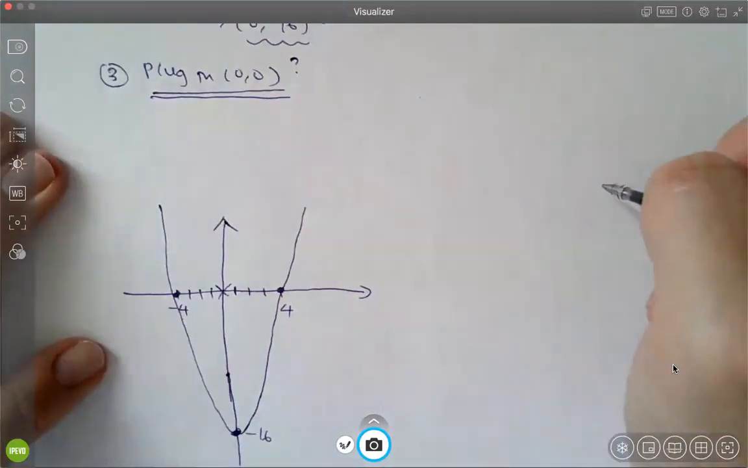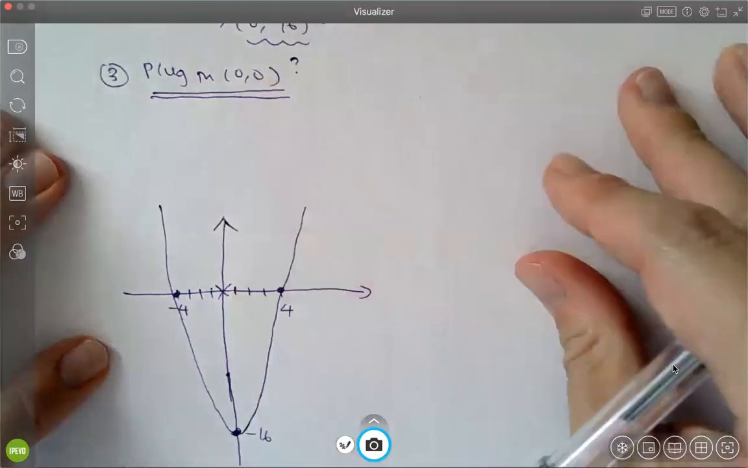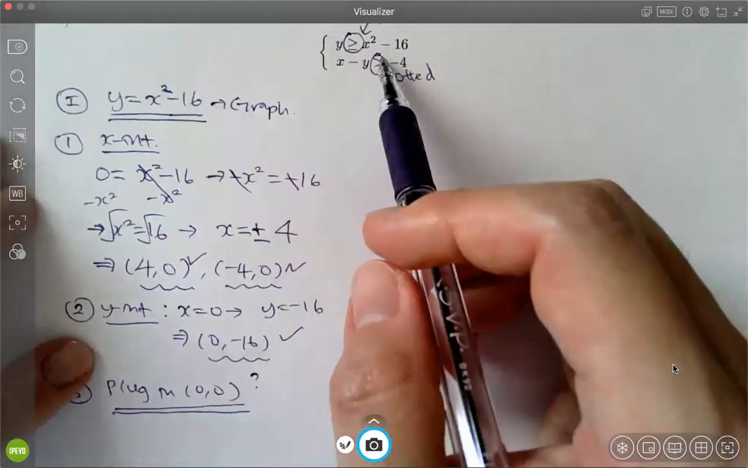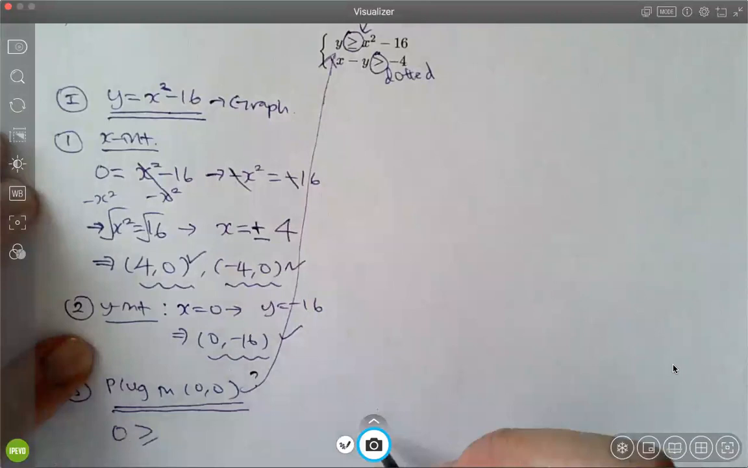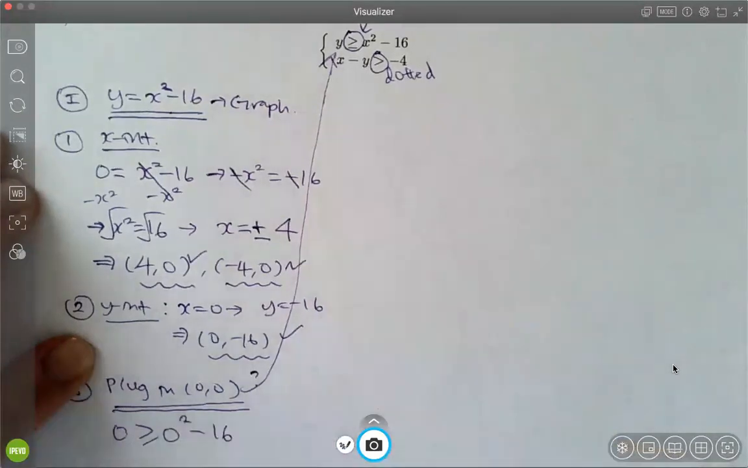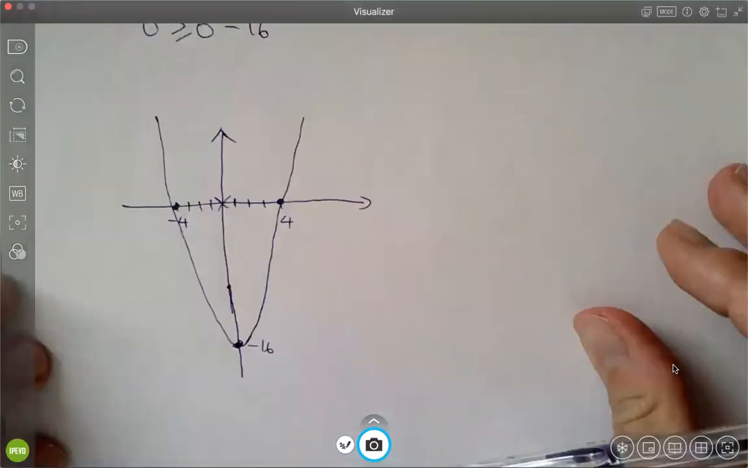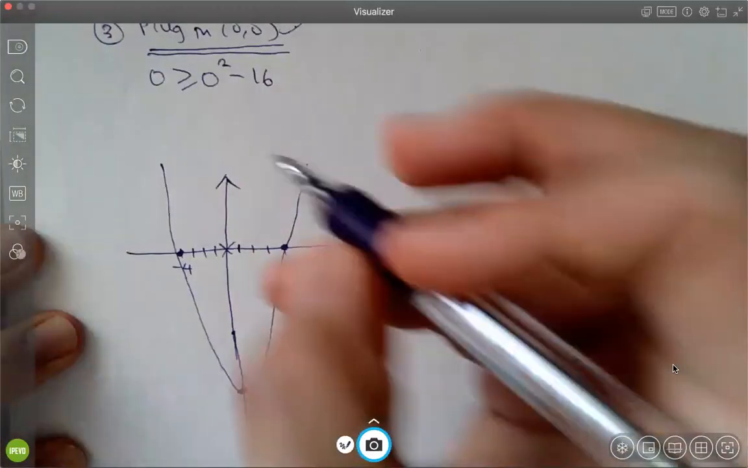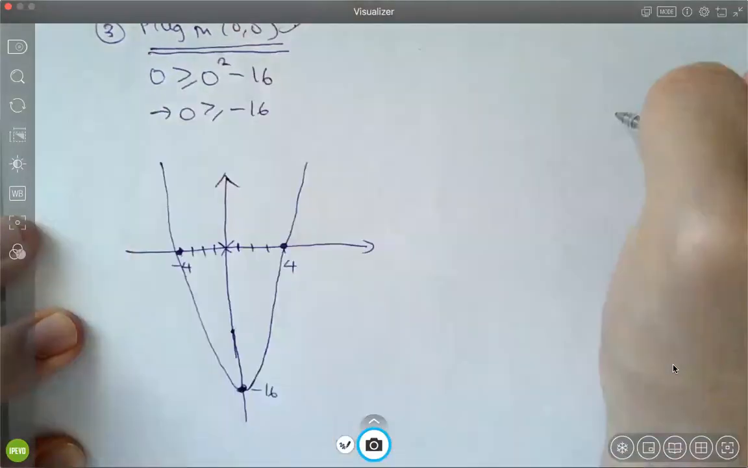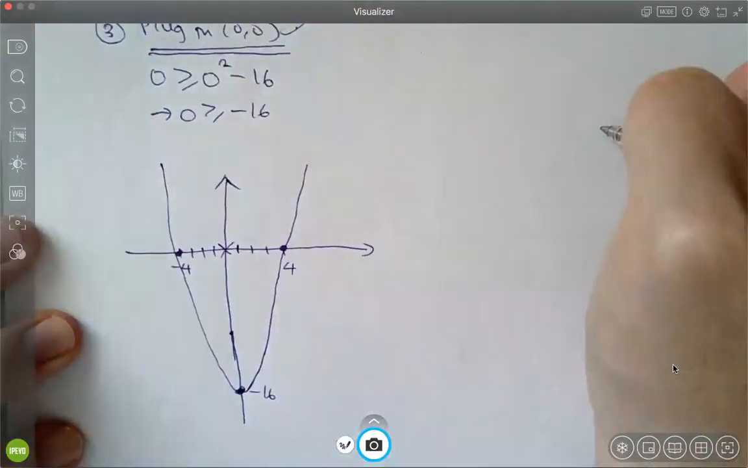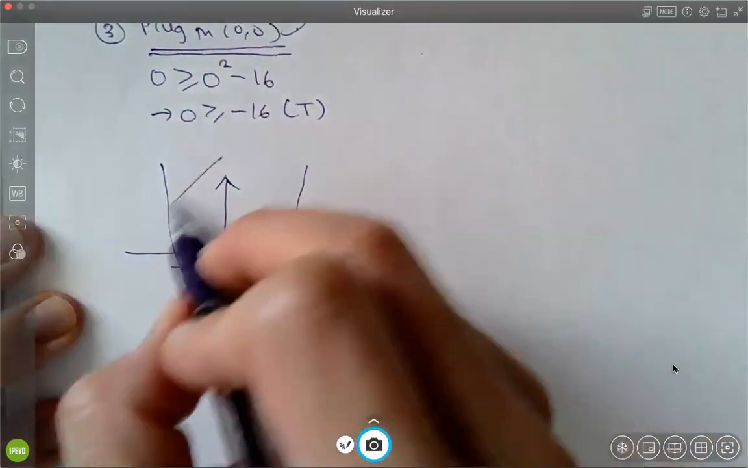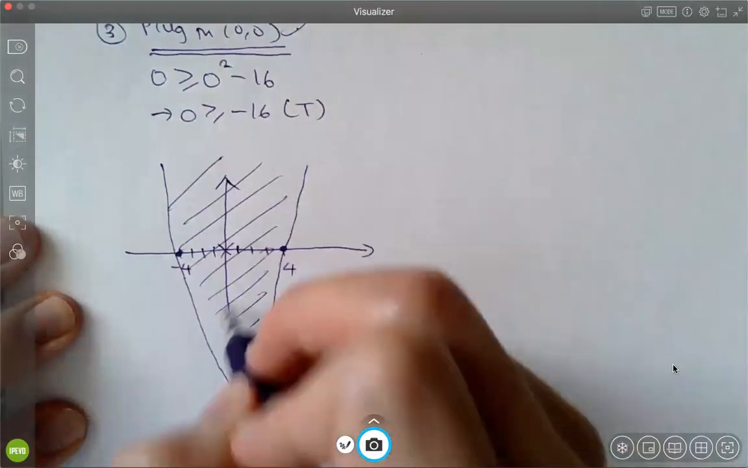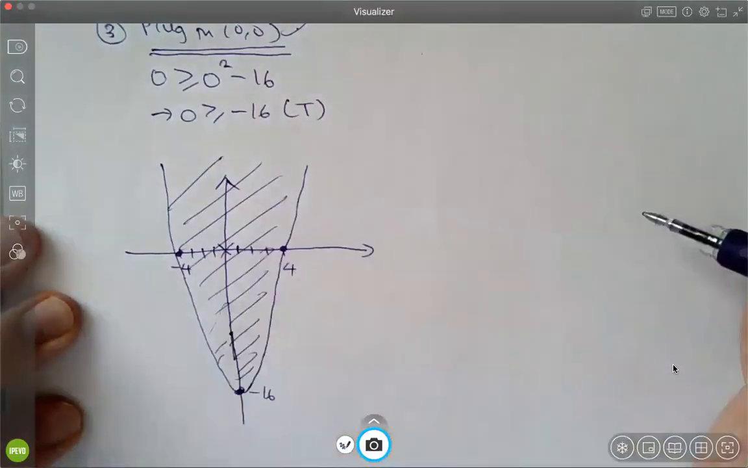So when we plug in (0, 0), what do you get? So plug in (0, 0) into here. Okay, remember. So what do you get? 0 greater than or equal to 0 squared minus 16. And what does that mean? 0 is greater than or equal to negative 16. This one looks good, right? So that means we shade where? Above the parabola, right? Okay.